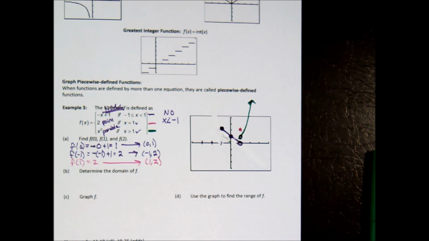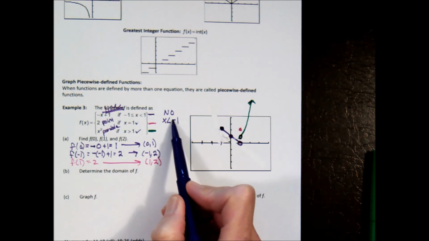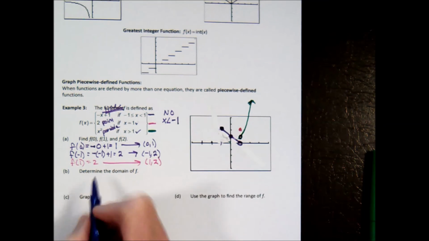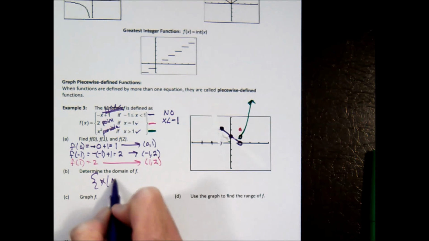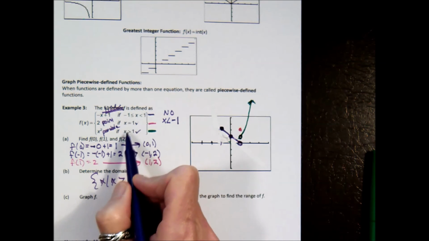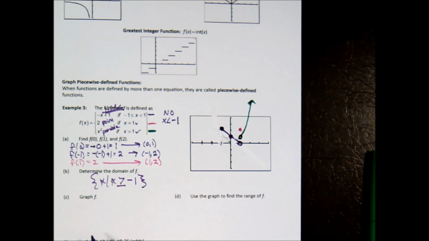Continuing on, it says determine the domain of f. Well, the domain, we can see, since x can't be less than -1, but it can be anything greater than -1. The domain is the set of all x such that x is greater than or equal to -1. There's a definition for it. As long as it's greater than -1, there's a definition for it. Graph the function. Well, we did graph that function. We graphed it right here.